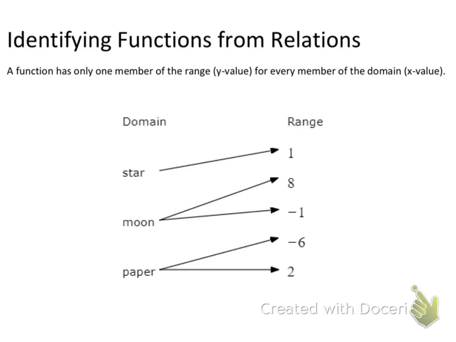Looking at this example, we have star matched with 1, so that one's fine. But if you look at moon, moon is matched with both 8 and -1, which means that this member of the domain has 2 things in the range, which means this is not a function.